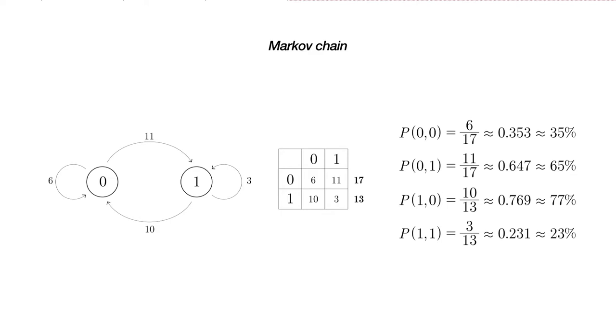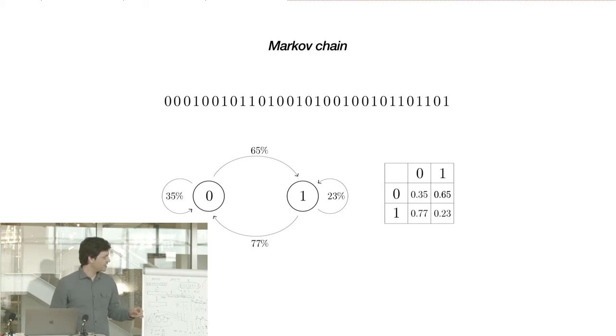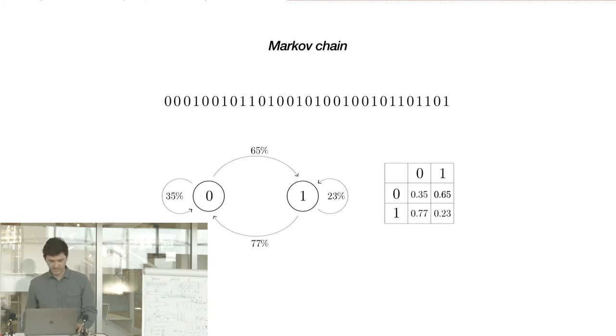The probability from 1 to 0 is 77, and the probability from 1 to 1 is 23. Now we can see how a Markov chain models this process that we have described with binary. It tells us the probability of transition: if you find yourself in 0, what is the probability of going to 1 next, and what is the probability of going to 0 next. Or if you find yourself on 1, what is the probability of the next step?